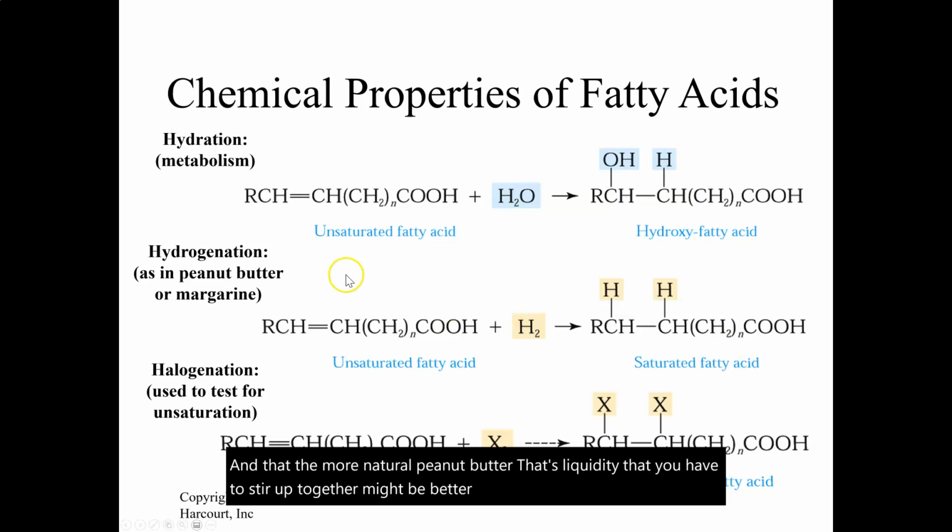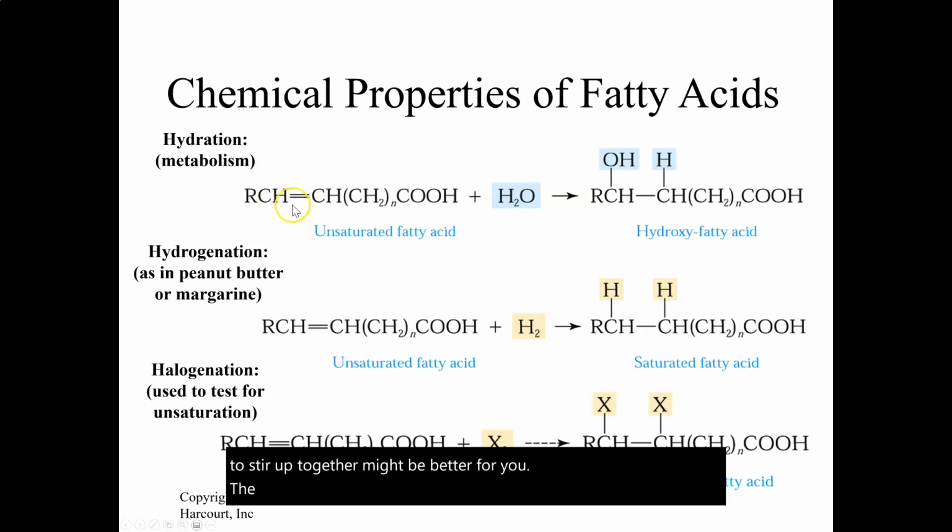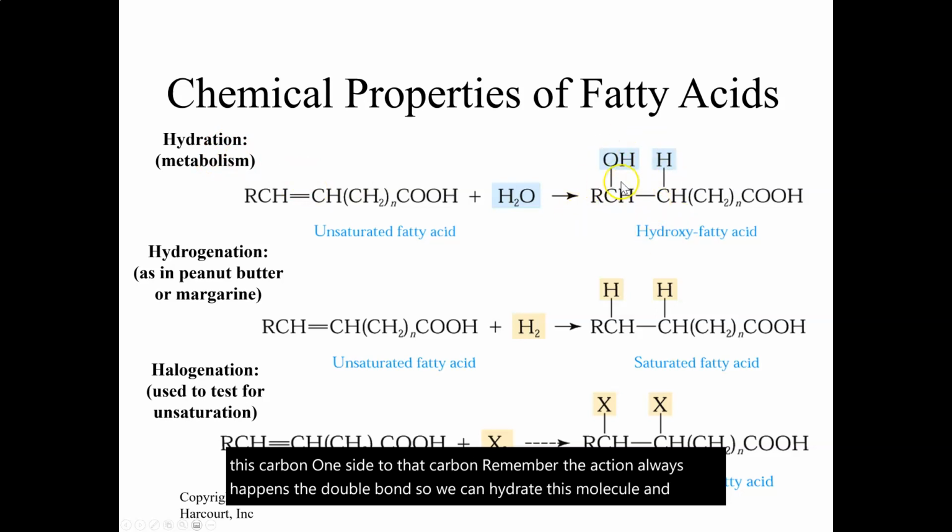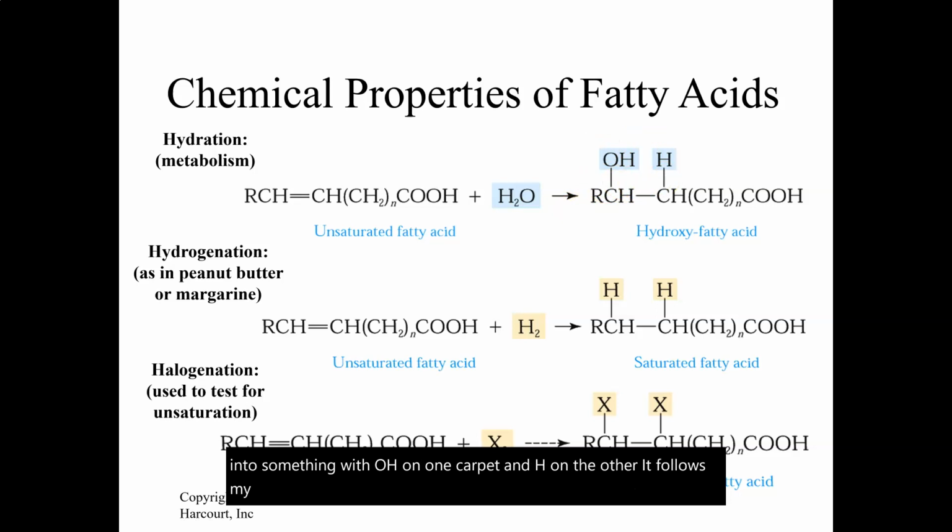The other thing you can do is add water across that double bond. We saw that when we talked about alkenes and alkynes. You can split the water into two pieces and add one side to this carbon, one side to that carbon. Remember, the action always happens at the double bond. So we can hydrate this molecule and turn it into something with OH on one carbon and H on the other. It follows the Markovnikov rule.